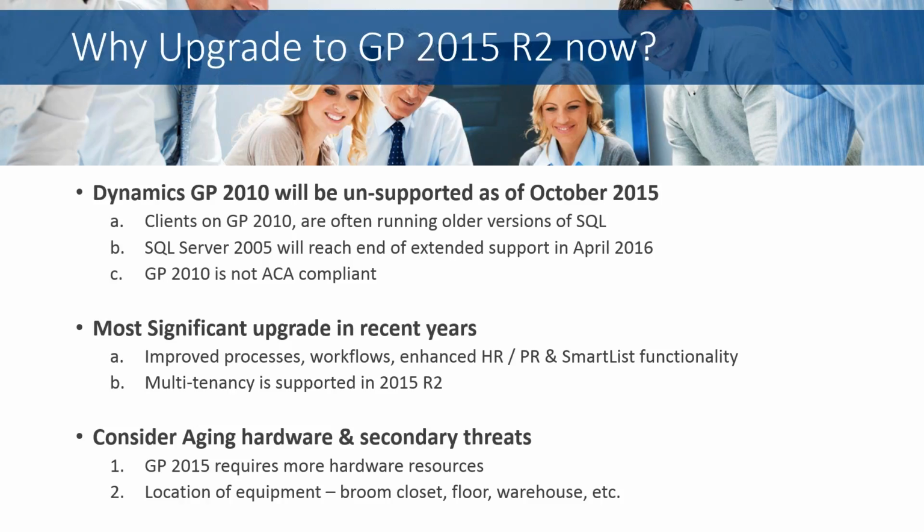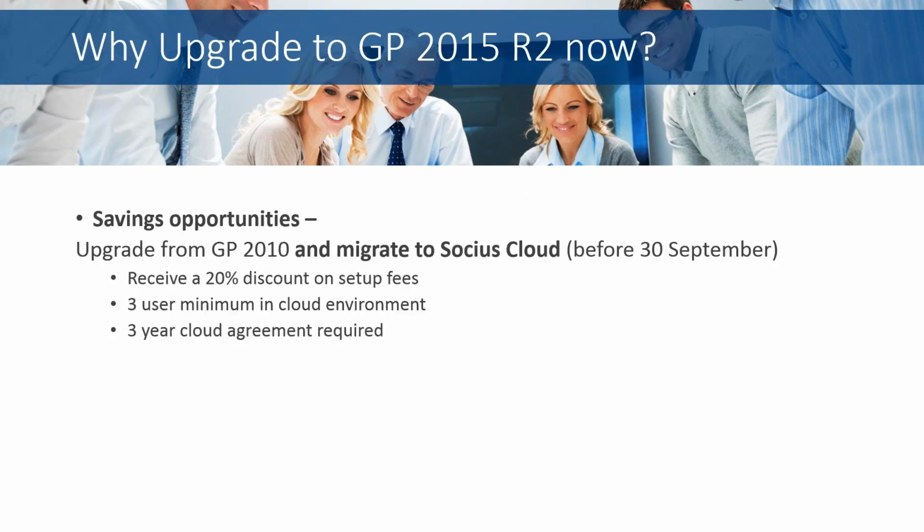Another thing to consider as far as upgrading to GP 2015 R2 is the aging hardware and secondary threats that you possibly have. Right now, 2015 requires more hardware resources than ever before, and it's also important to consider the location of equipment, such as a broom closet, the floor, or a warehouse, that type of environment. All of those have tertiary threats that can affect the equipment operating for your on-premise installation.